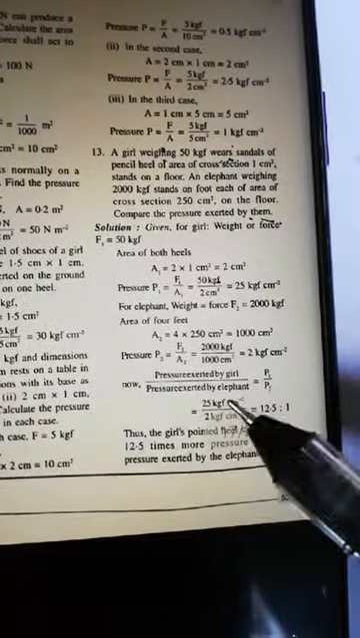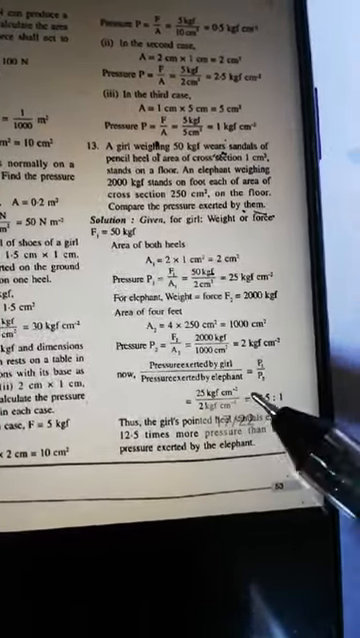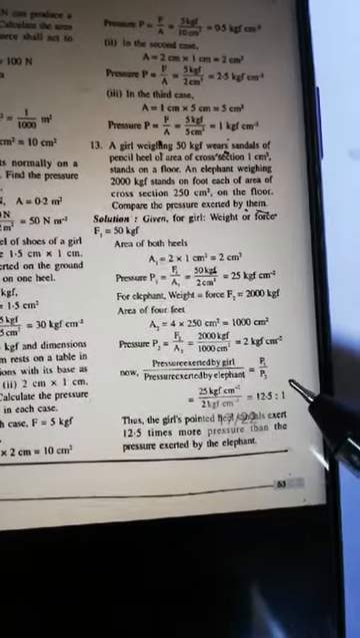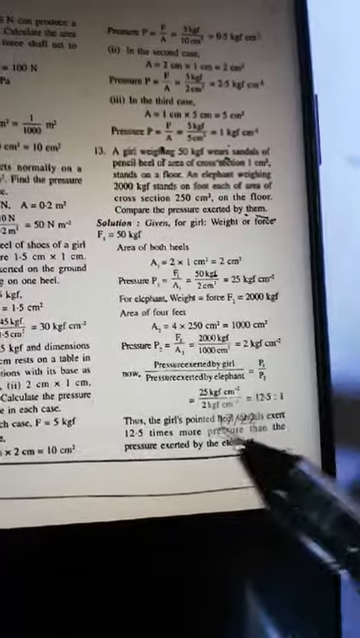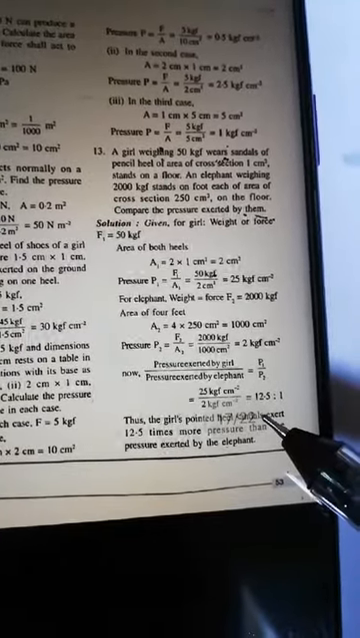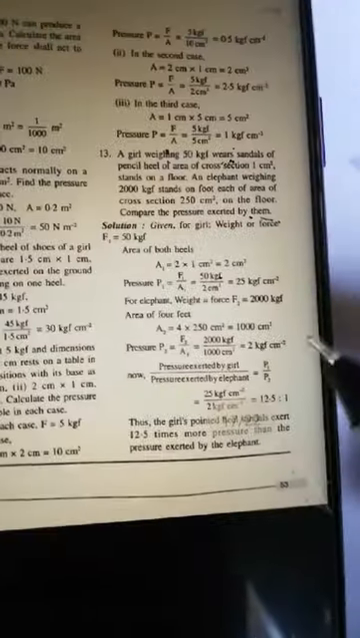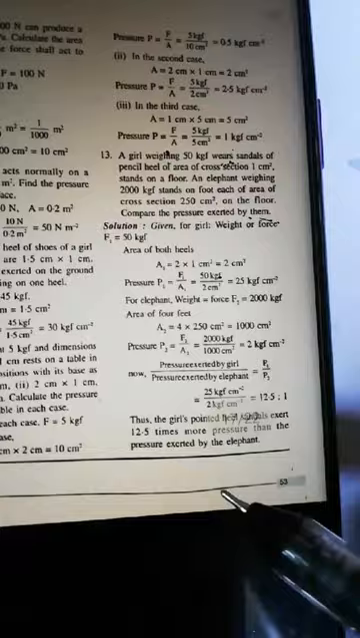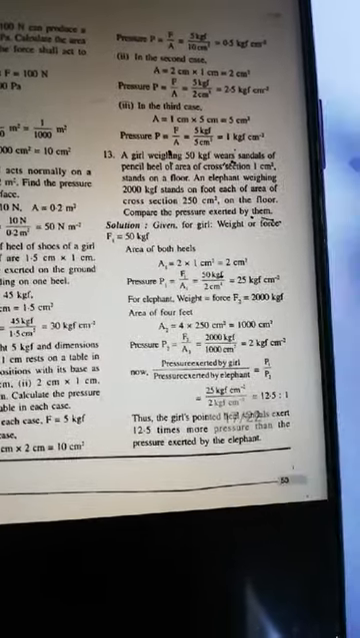See, the comparison is given. For the girl it's 12.5 and for the elephant it's only 1. So you can see, although it seems that because the girl is lightweight, she is not going to create much pressure, we are wrong. Being very lightweight also, the girl is going to create more pressure on an object than an elephant, because the elephant is flat footed.